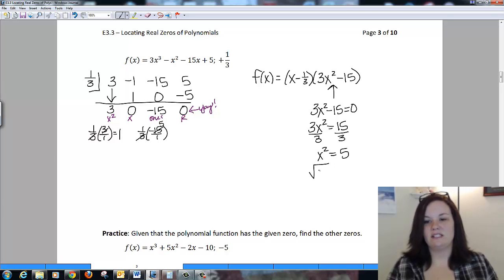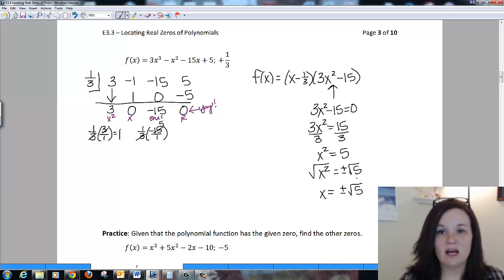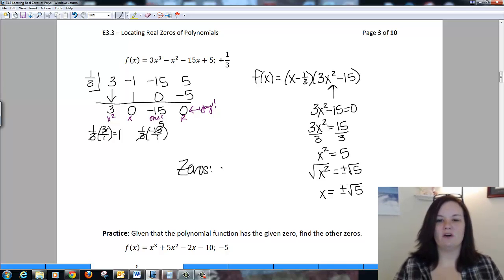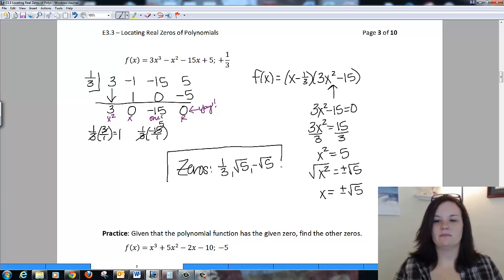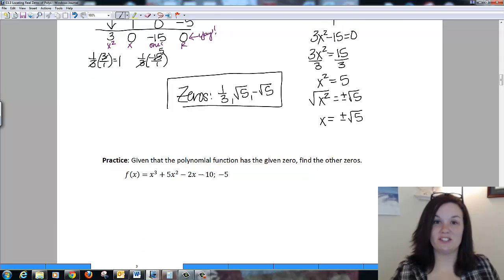And then again, I just take the square root of both sides. Don't forget your plus or minus. So I get x equals plus or minus the square root of 5. If it's not a perfect square and it's not a radical that can simplify, just leave it like this. Don't give me a decimal or anything like that. So that means the zeros of this f function are positive 1/3, the square root of 5, and negative square root of 5.